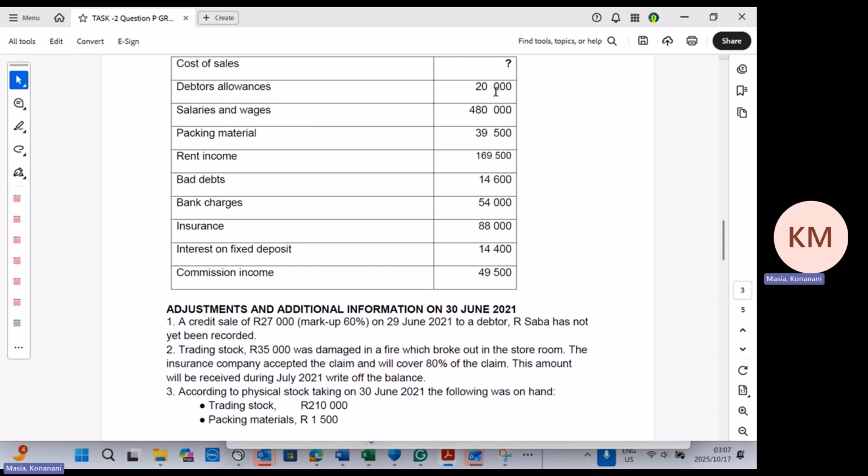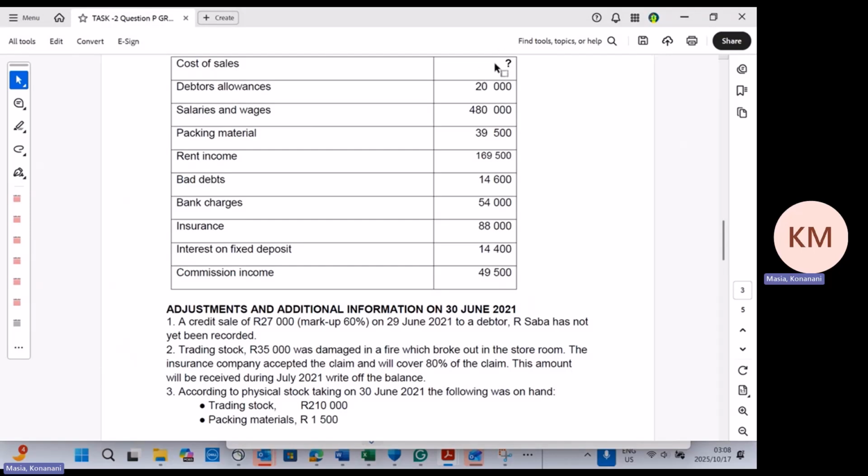It means now the sales is easy to calculate. I'm given 27,000. I'm given my debtors allowance. What am I going to do? I'm going to say my sales of 6,250,000 plus 27,000 minus this debtors allowance of 20,000. Then that gives you the sales. Okay. Then after you determine that, whatever the amount I determined, I can now calculate my cost of sales.